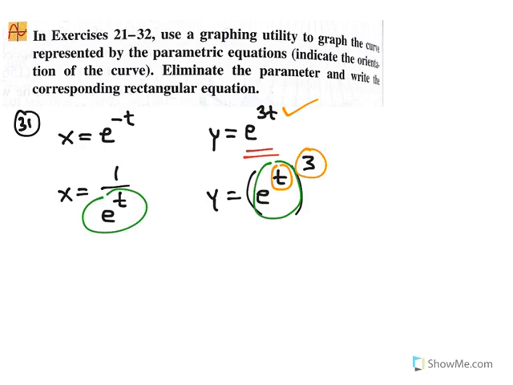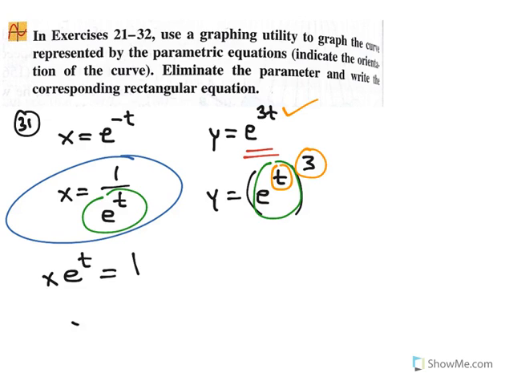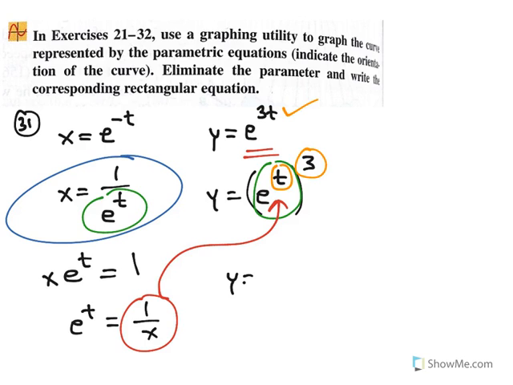And we can solve for e to the t in the first equation as follows. Multiply both sides of the equation by e to the t, and then divide both sides of the equation by x, giving e to the t equals 1 over x. And now I can take this and substitute for e to the t in the other parametric equation, and I get y is equal to 1 over x to the 3rd power. So you can see that I was able to successfully eliminate the parameter because I no longer have t, and I'm done with eliminating the parameter. And this is the corresponding rectangular equation.